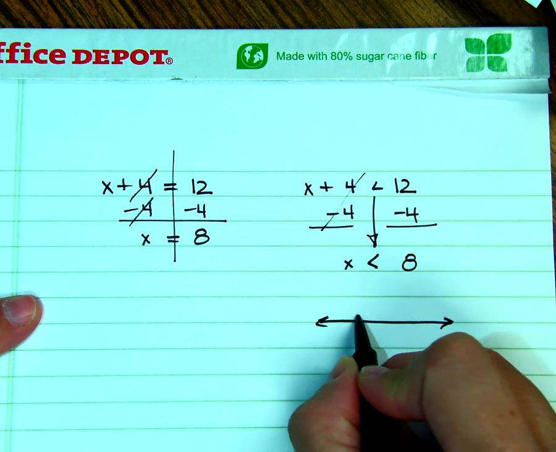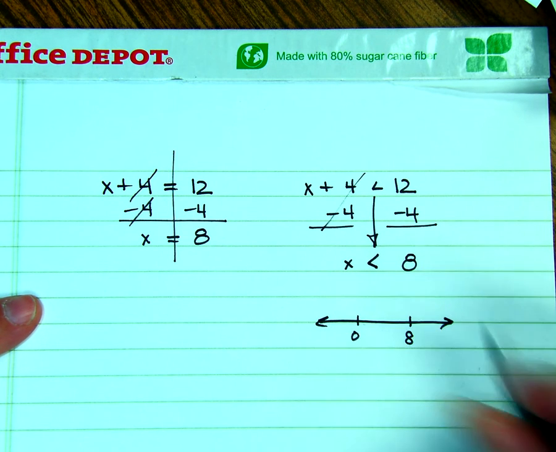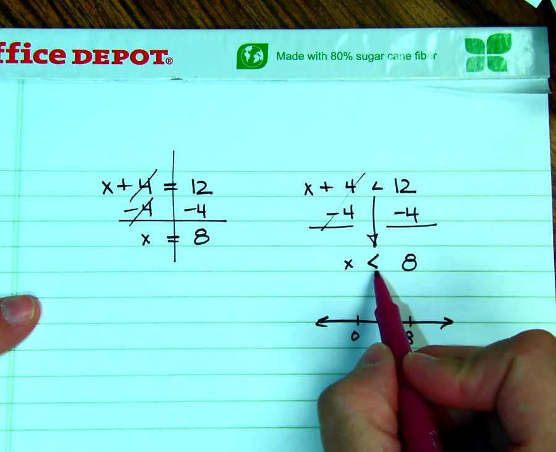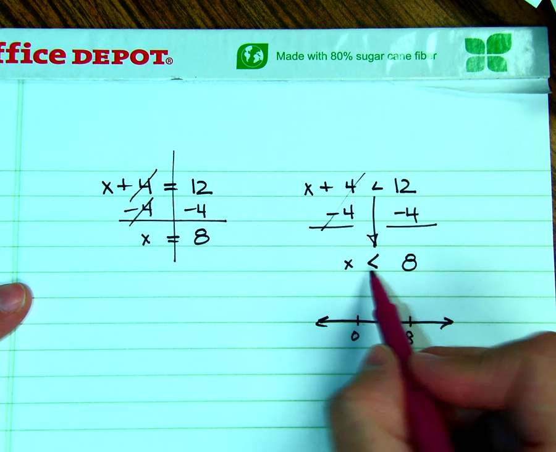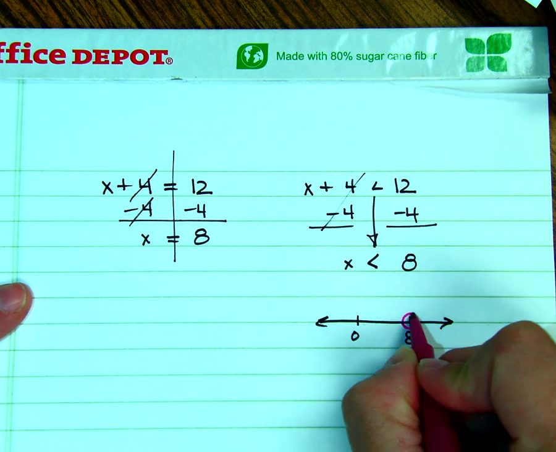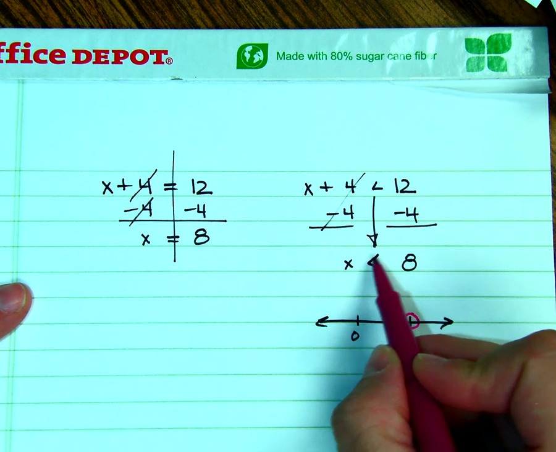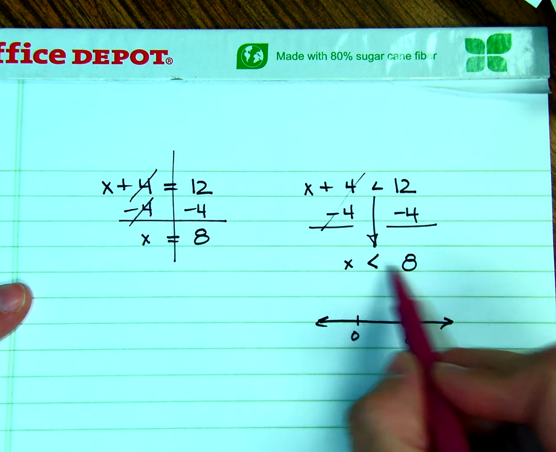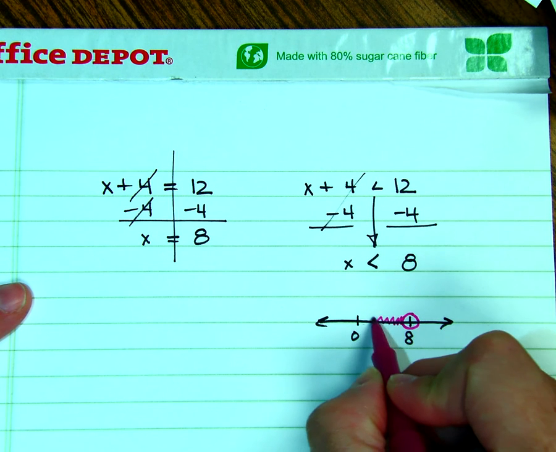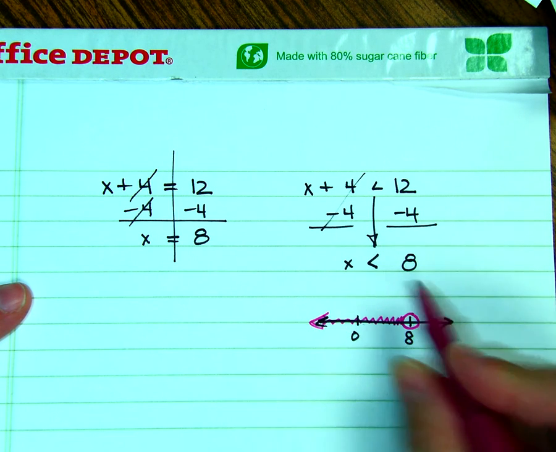So I have 0 and 8. Is it open or closed? It's open because it does not have the equal to part, and I read it as x is less than 8. All the numbers that are less than 8.